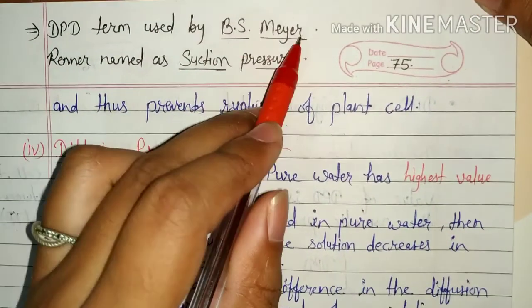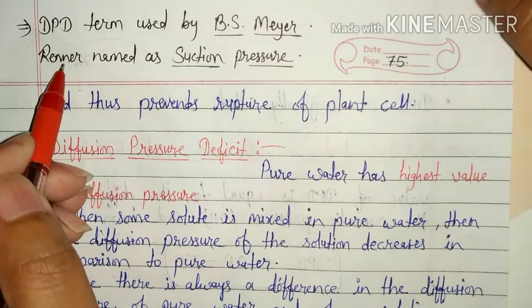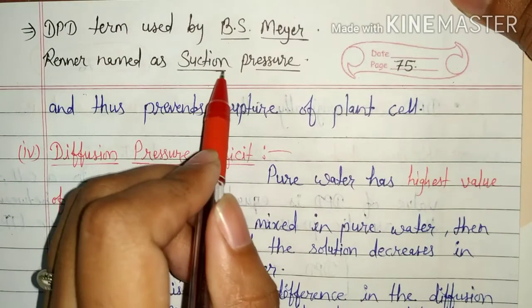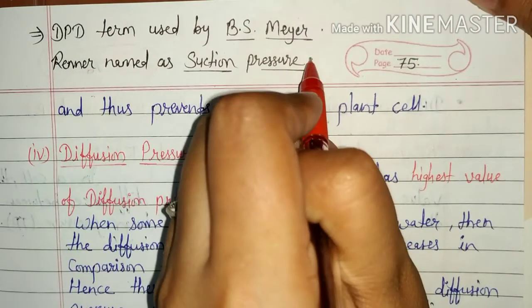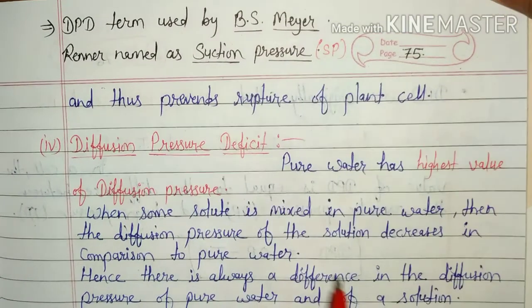The term DPD was used by B.S. Mayer, and the scientist Trainer named it suction pressure or SP for diffusion pressure deficit.